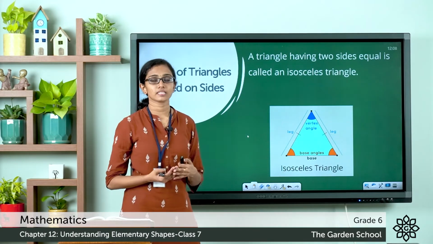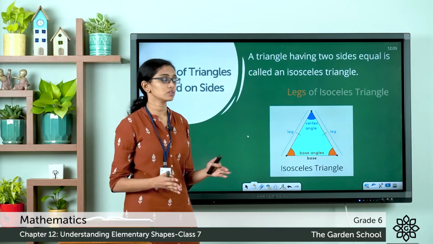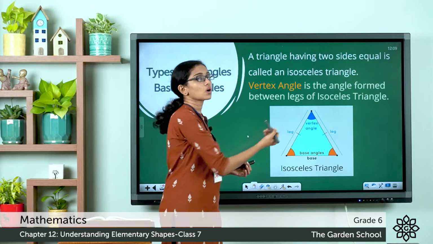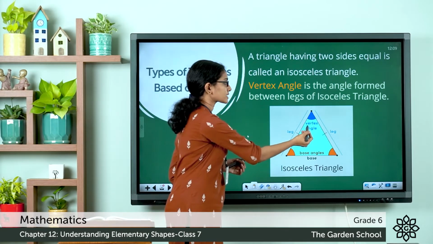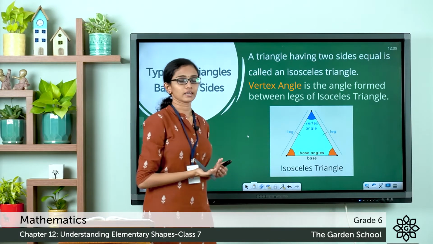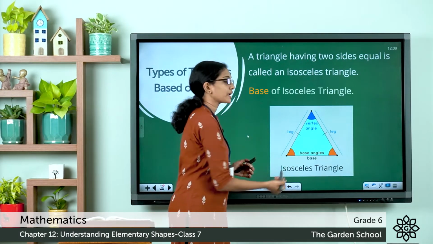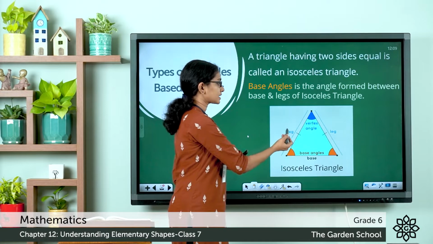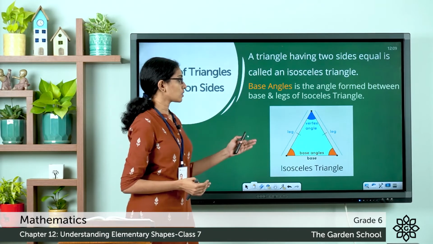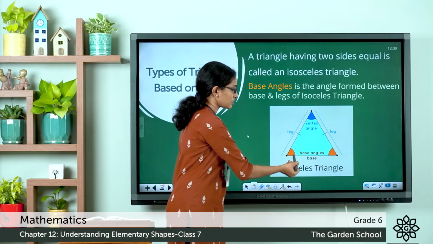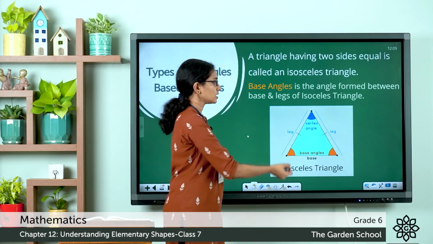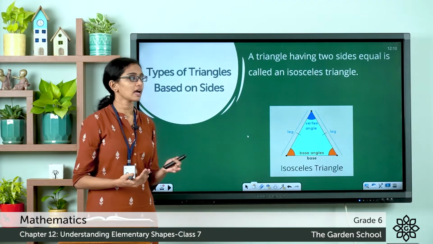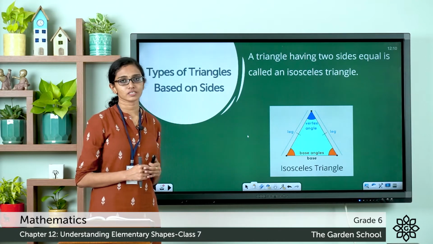So, the 2 sides of an isosceles triangle which have the same length are called the legs of the isosceles triangle and the angle found between the legs of the isosceles triangle is called the vertex angle. So, here you can see the vertex angle and the third side is called the base of the isosceles triangle. So, the angle found between the base and the legs of the isosceles triangle are called the base angles. So, here this is a base angle and this is also a base angle and the angle found between the 2 legs, it is called the vertex angle. So, a triangle having 2 sides equal is called an isosceles triangle.